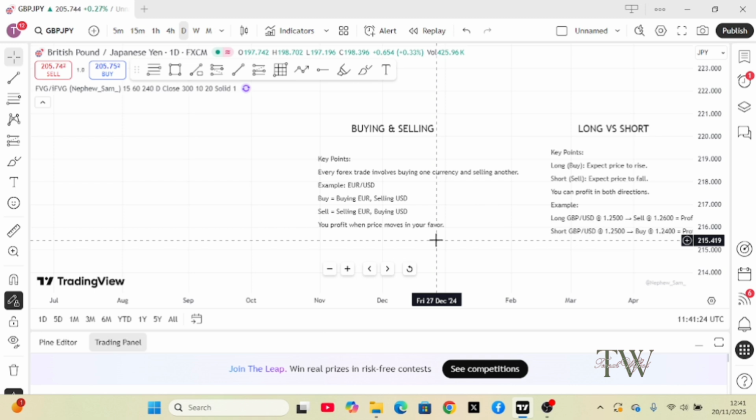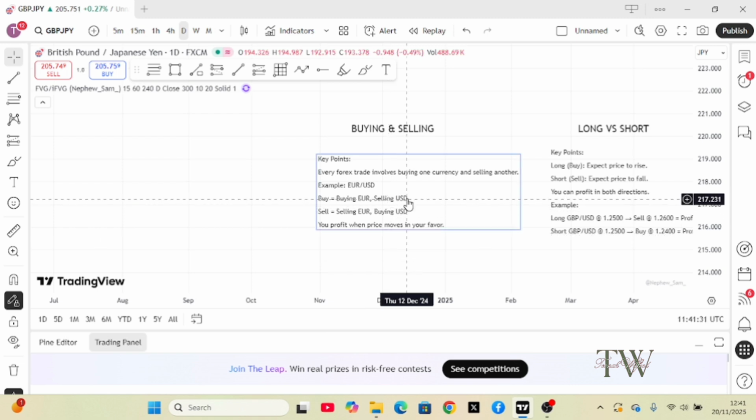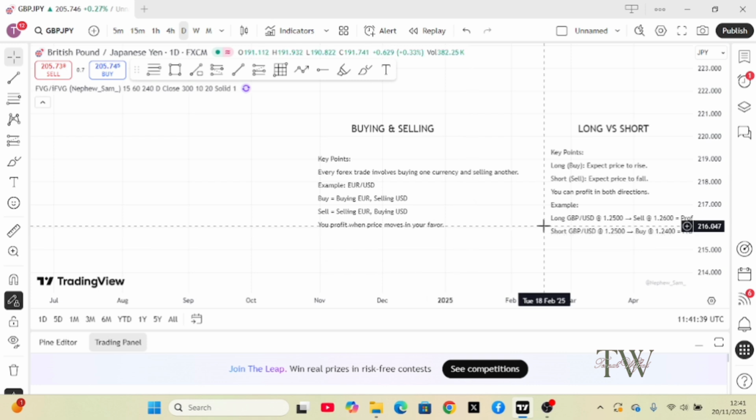For instance, when you say that euro will buy, or that it will increase in value over the USD, or the USD will increase in value over the euro, you are actually just speculating. But just know that if price goes in your favor, that is you making profit in the market.